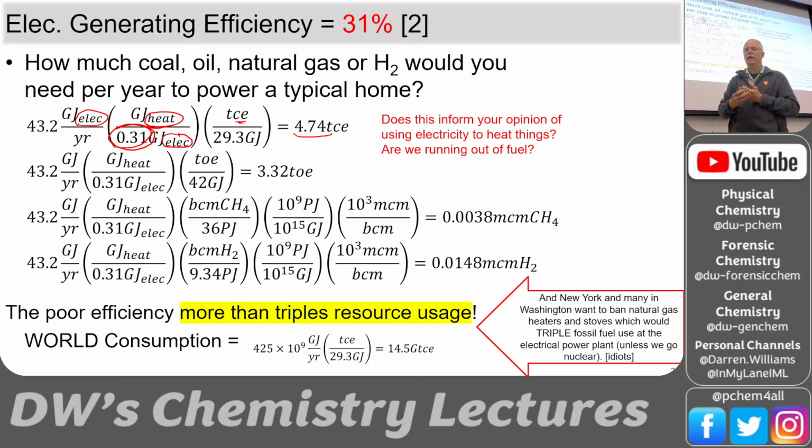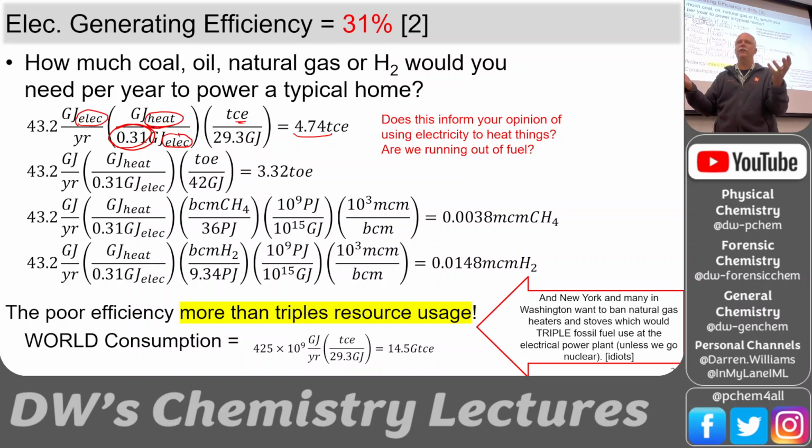Isn't that crazy? And yet down here in New York and in Washington, they want to ban natural gas heaters and stoves, which would more than triple the fossil fuel use. Now that would be a great idea if we were running 100% on nuclear, okay? Because nuclear doesn't use any fossil fuels and doesn't put out any CO2. But when they think they're being green by going to electrical cars and electrical appliances, we're actually tripling the amount of CO2 we put in the environment because we're not on nuclear.